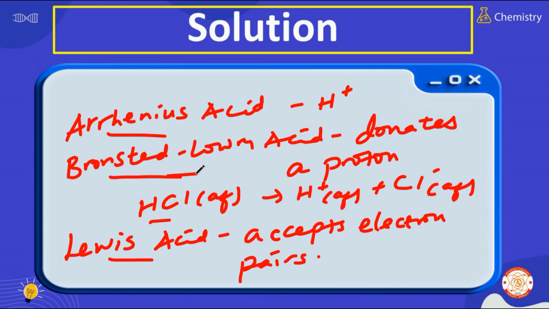Bronsted-Lowry acid, or the Bronsted definition of an acid, what does it say? An acid is a substance that donates a proton. ፕሮቶን ምን የሚያደርግ? የሚሰጥ ማለት ነው። ወይም ፕሮቶን ይሰጣል ማለት ነው። ለምሳሌ ሉዊስ ሉዊስ አሲድ ደግሞ ምንድነው የሚለው?